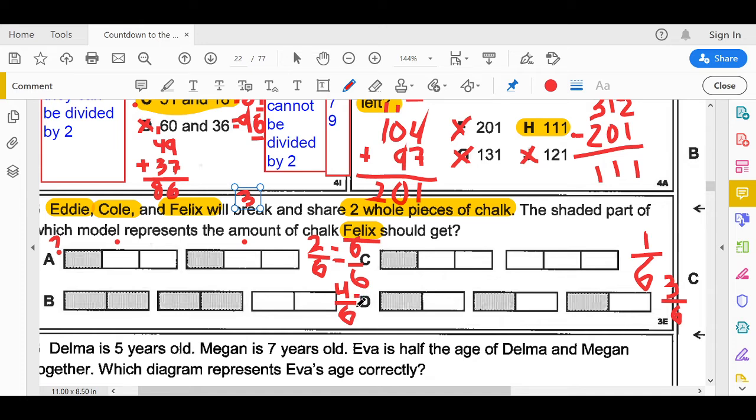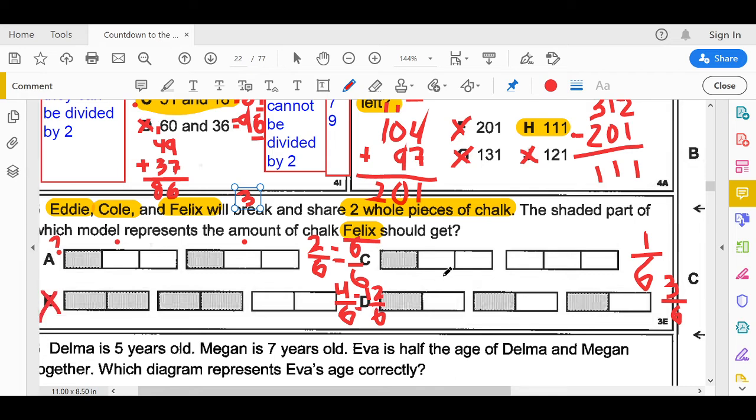So what happens in letter B? We have 4. So if I give 4 to Felix, 4 to Eddie, and 4 to Cole, 4 plus 4 plus 4, that will be 12. 12 out of 6. So as you can see, the number is bigger. We wouldn't even have enough to give to each of them. So letter B is not a good option.